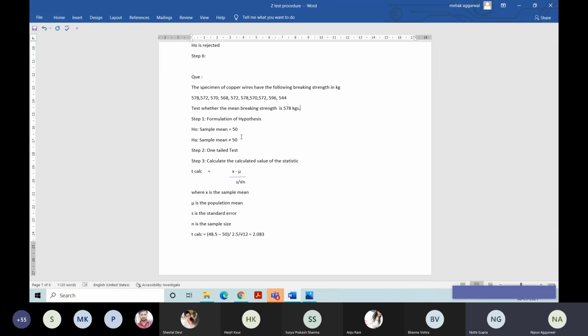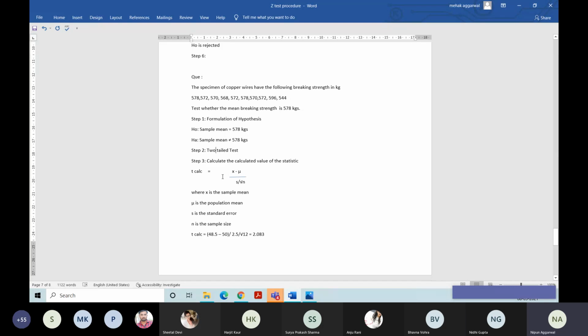Fine. So the first is the formulation of hypothesis. Again, it is like sample mean is equal to 578 kgs. That will be your null, and it is not equal to 578 kgs. That will be your alternate. So again, it is a one sample mean. We have to compare our 10 samples mean with this mean of 578. So that's why it is again a case of a one sample mean. Now it is a one-tail test or a two-tail test. It is a two-tail test because it can be greater than 578 or it can be less than 578. So it is a case of two-tail test.